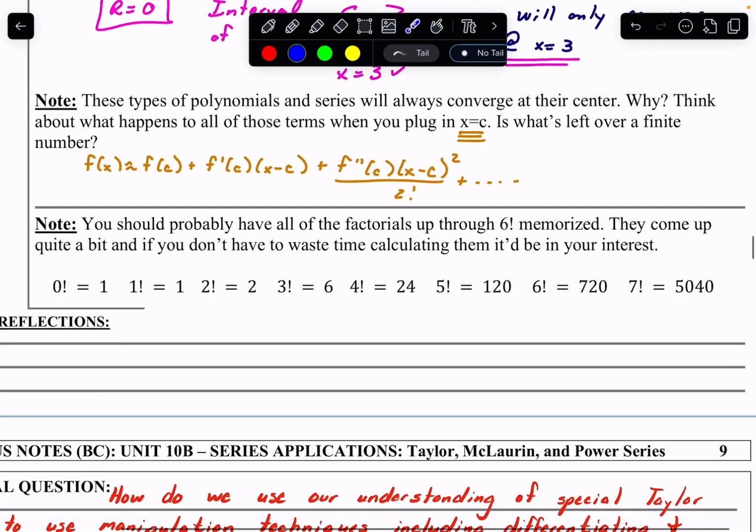Okay. Here are just a few notes. These are just some of the factorials that we've already seen quite a bit of, but it's nice to know that this is a reference tool in your notes from here on out.